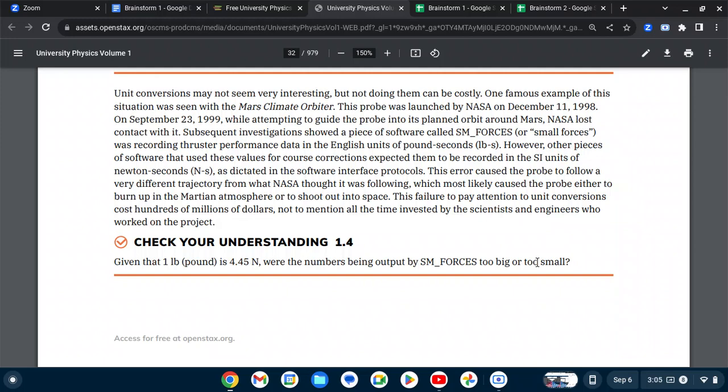This error caused the probe to follow a very different trajectory from what NASA thought it was following, which most likely caused the probe either to burn up in the Martian atmosphere or to shoot out into space. This failure to pay attention to unit conversions cost hundreds of millions of dollars, not to mention all the time invested by the scientists and engineers who worked on the project.